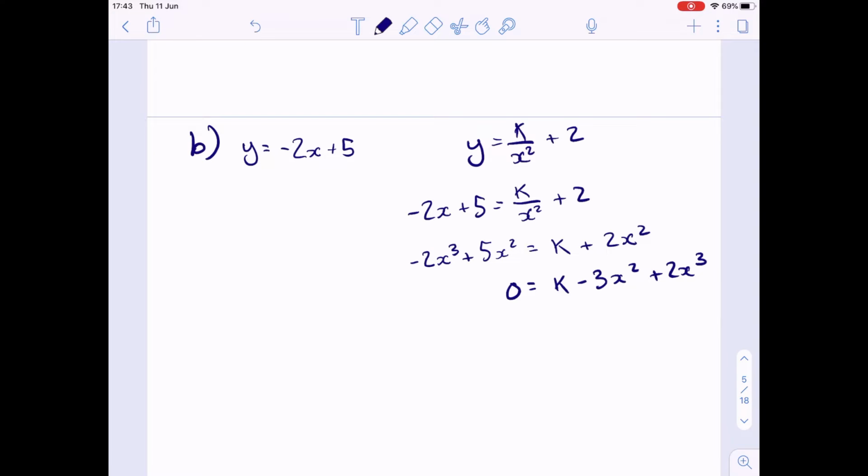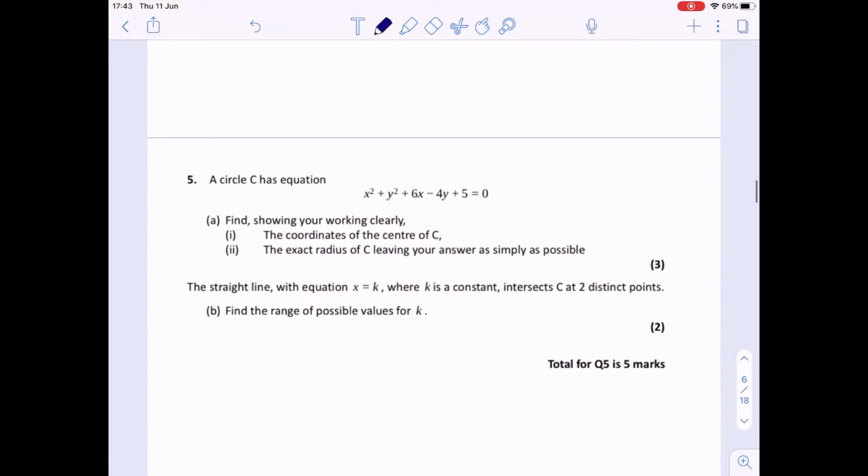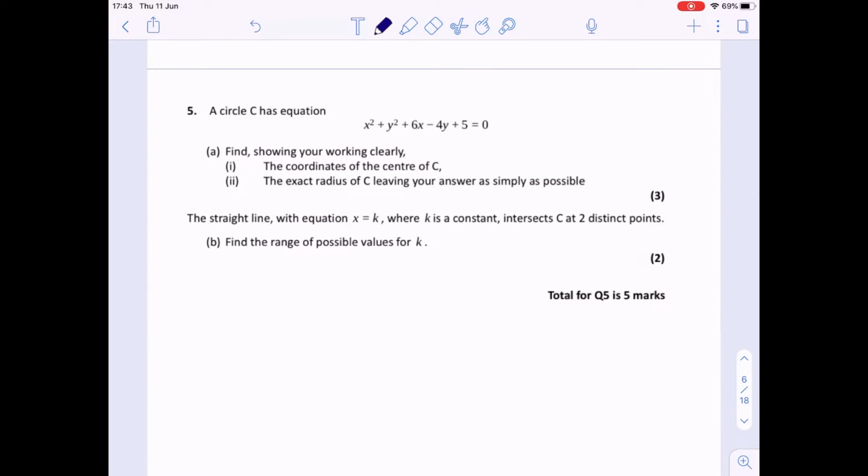Okay, so let's move on to the next question. Okay, so circle. We have an equation of a circle, and we're being asked to find the coordinates of the centre and the exact radius of C, leaving your answer as simple as possible. And it's also asking us to show working clearly, so let's make sure we put in all the steps.